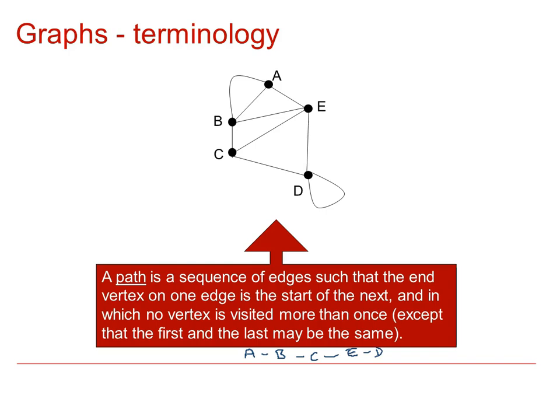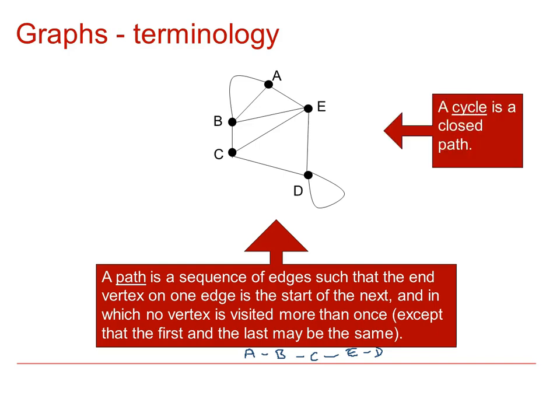It is possible for the first and the last one to be the same, and if that's the case, we've got a cycle, so it's a closed path. So for example, a closed path might be B, E, C, and then back to B. So a path and a cycle are connected. A cycle is simply a closed path.